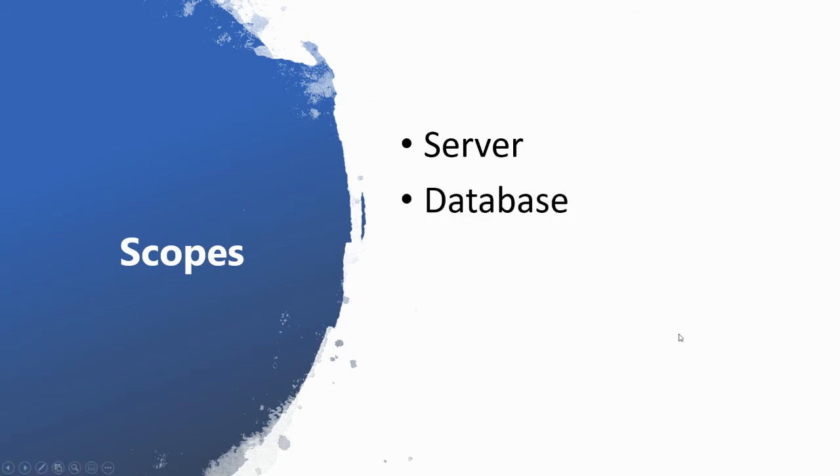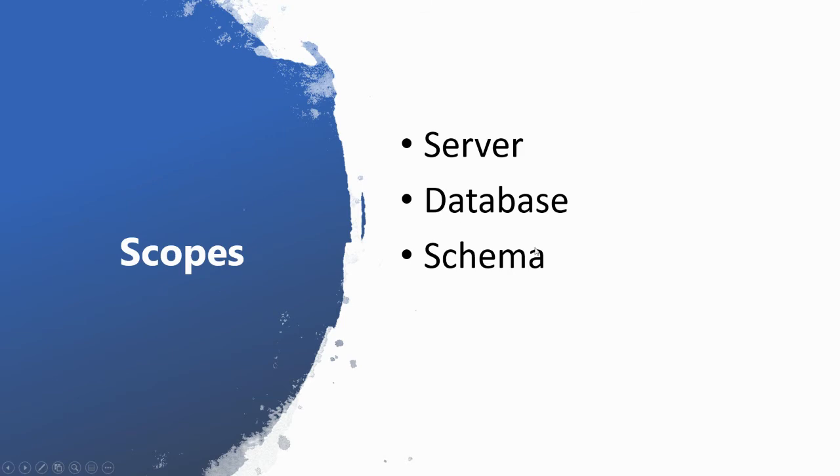The second scope is database scope, with objects such as schemas, users, roles, assemblies, DDL triggers, and so on, which exist inside a database but not within a schema. And obviously, the third scope is schema level scope. This group includes all the objects that reside within a schema in a database, such as tables, views, and stored procedures.